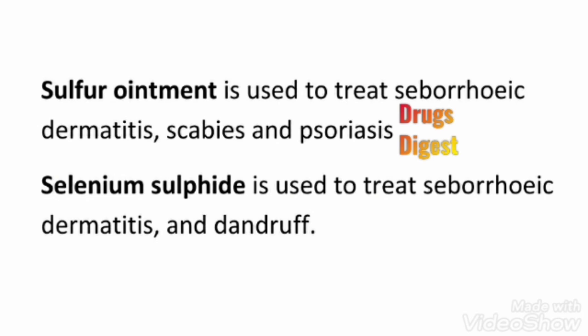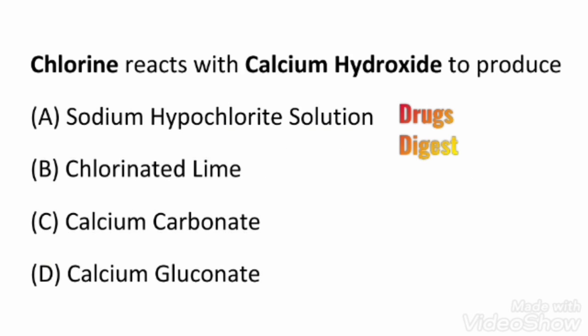Sulfur compounds are usually antifungal. Sulfur ointment is used to treat seborrheic dermatitis, scabies and psoriasis. Selenium sulfide is used to treat seborrheic dermatitis and dandruff. Next question. Chlorine reacts with calcium hydroxide to produce, options are: sodium hypochlorite solution, chlorinated lime, calcium carbonate and calcium gluconate.